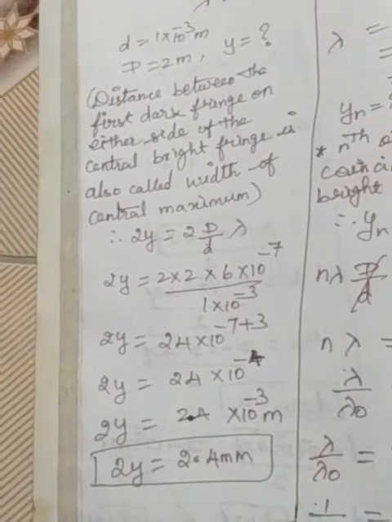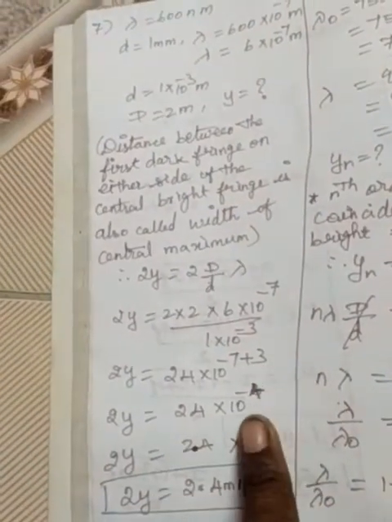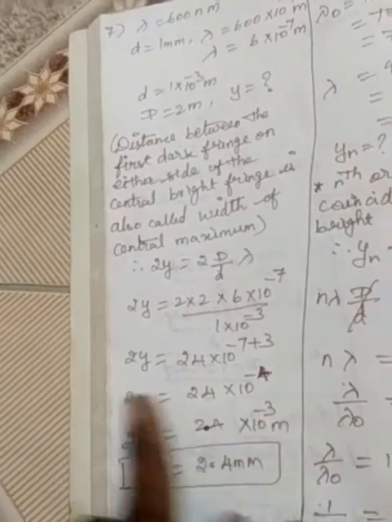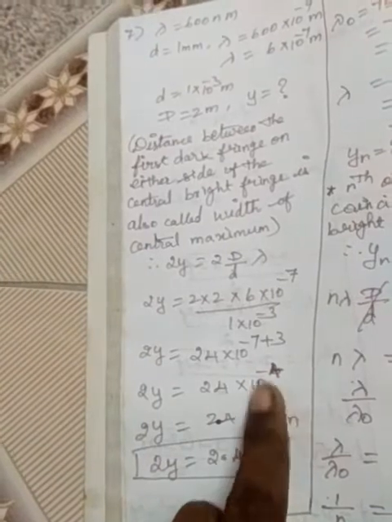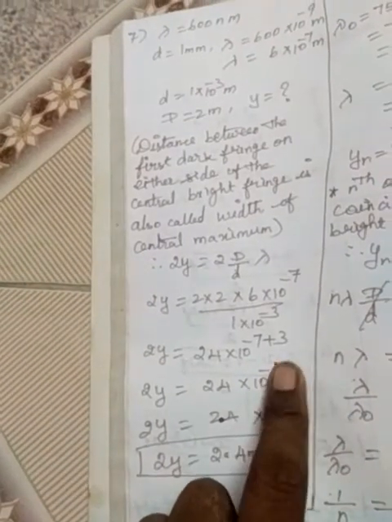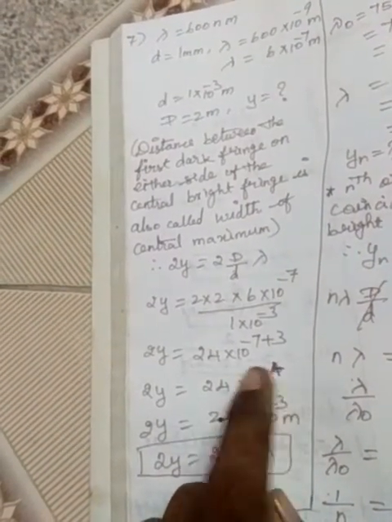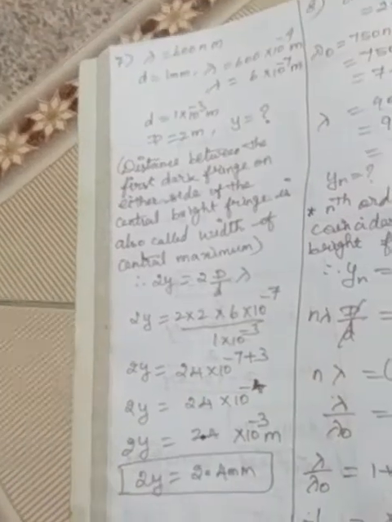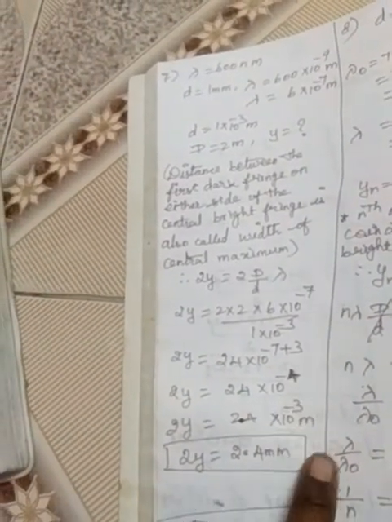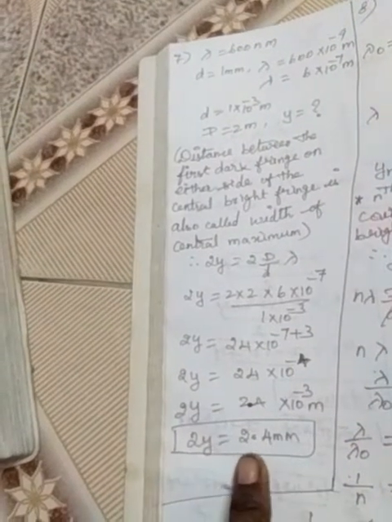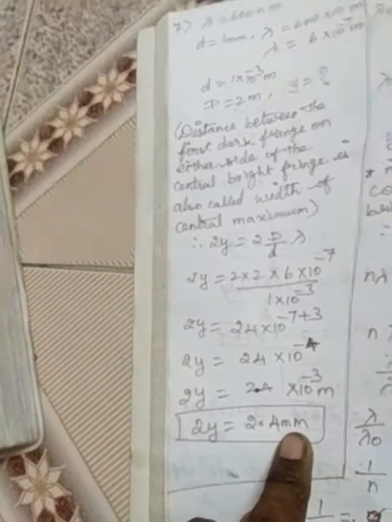Okay, the 24 into 10 to the power, here the power, minus: -7 + 3 - 7 - 4. So 2y equal to 24 into 10 to the power of -4. Now this 10 to the power of -4, if I convert it to millimeters, multiplying by 10 to the power of 1, what do I get automatically? 2.4 into 10 to the power of -3 meter. So the value of 2y, we get that, is 2.4 millimeter. This is the answer, right?